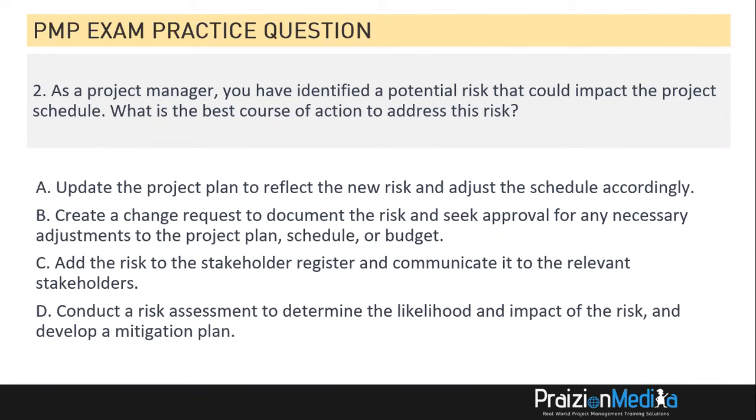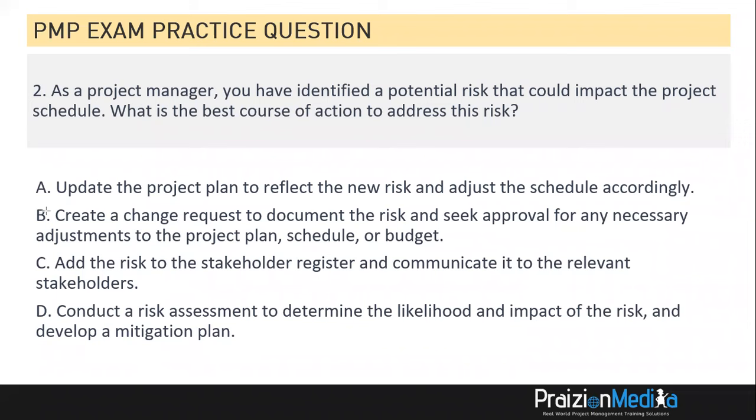All right, my friends, the time on this one is up. So let's take a look at the rationalization. So think about it. You've identified a potential risk. I'm going to cut to the chase here and begin eliminating those that are bogus. So A, update the project plan to reflect the new risk and adjust the schedule accordingly. Well, that is presumptuous because we don't know if it will change the project management plan. So that would not be the first thing you do. Let's just keep that aside and go to B and see if B is better.